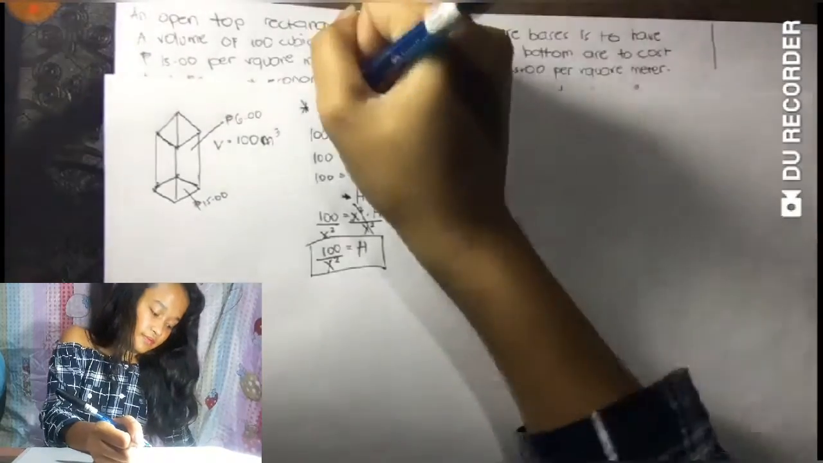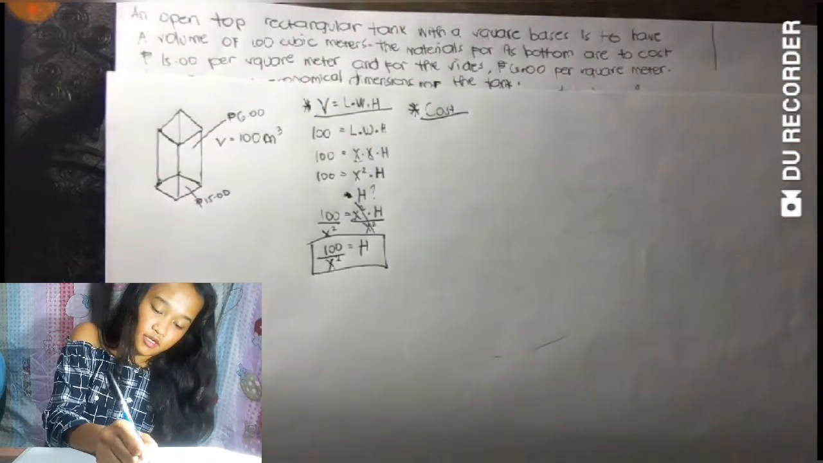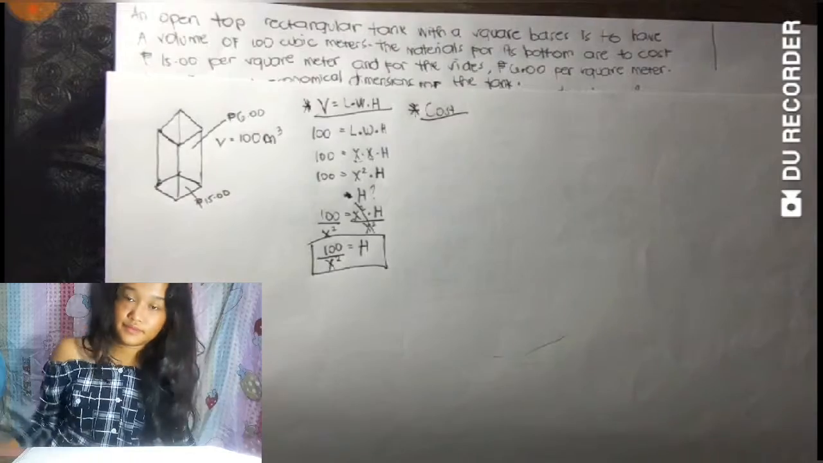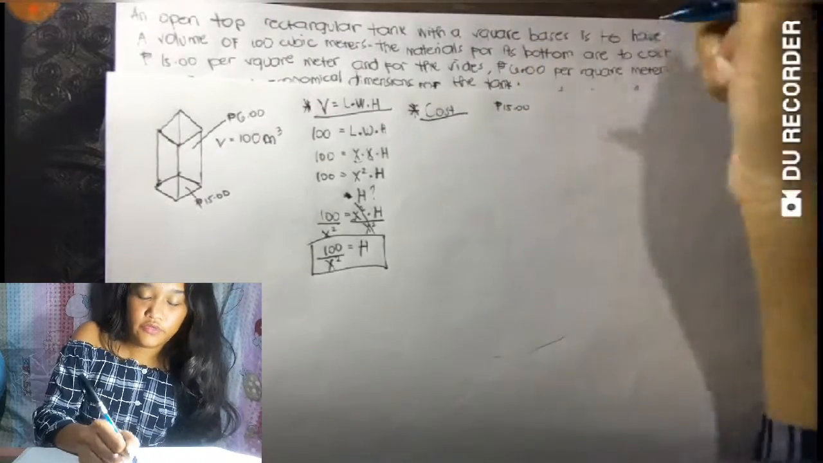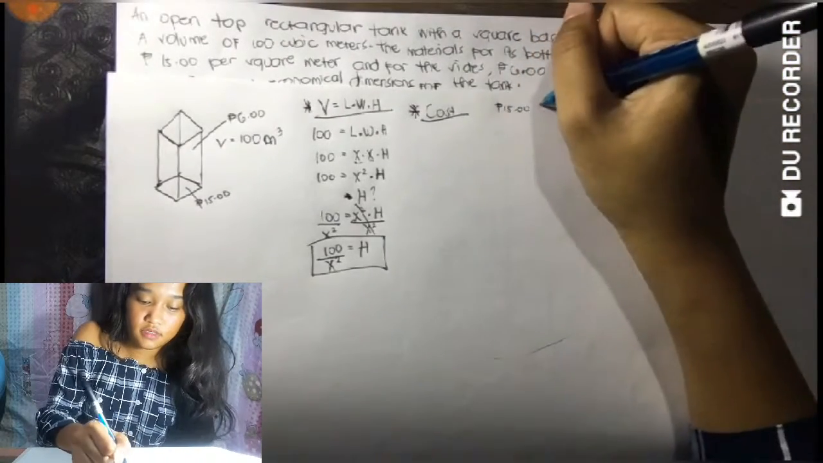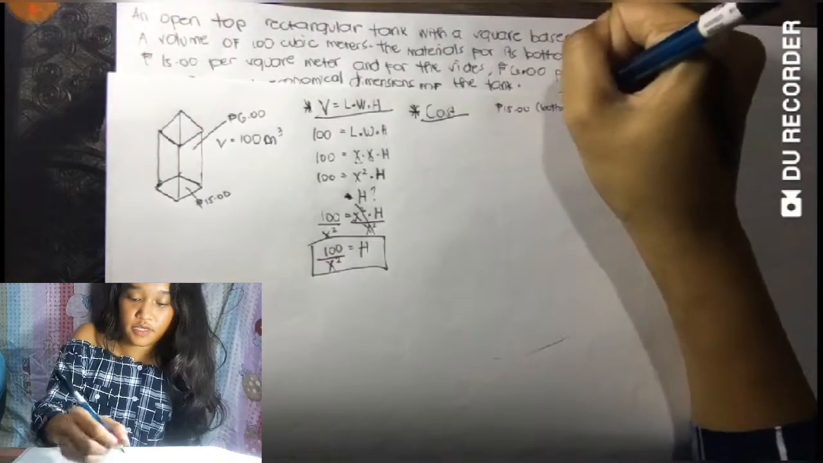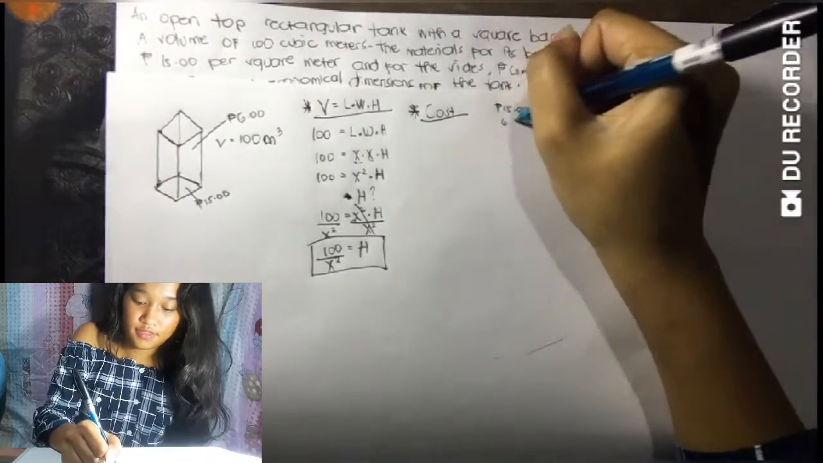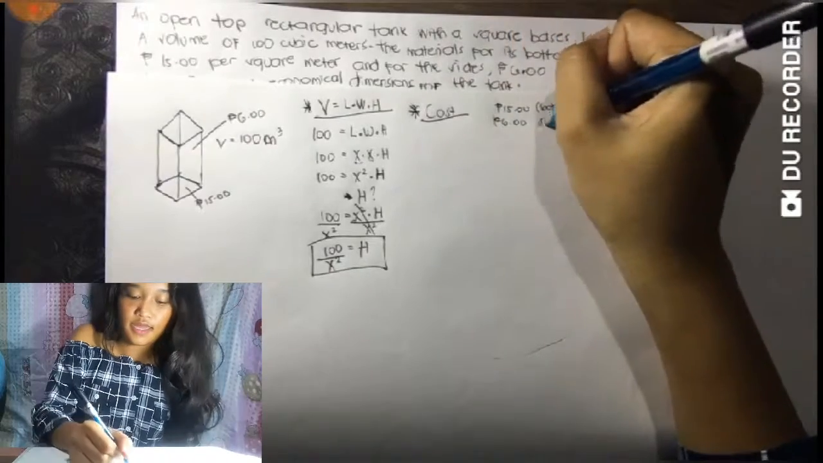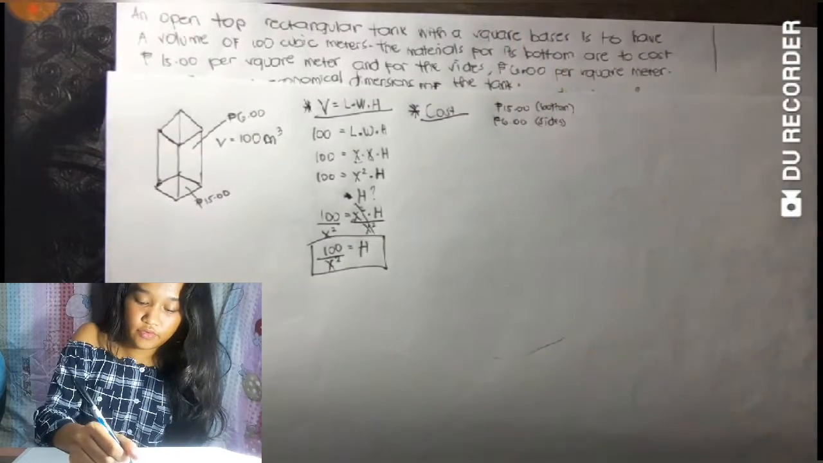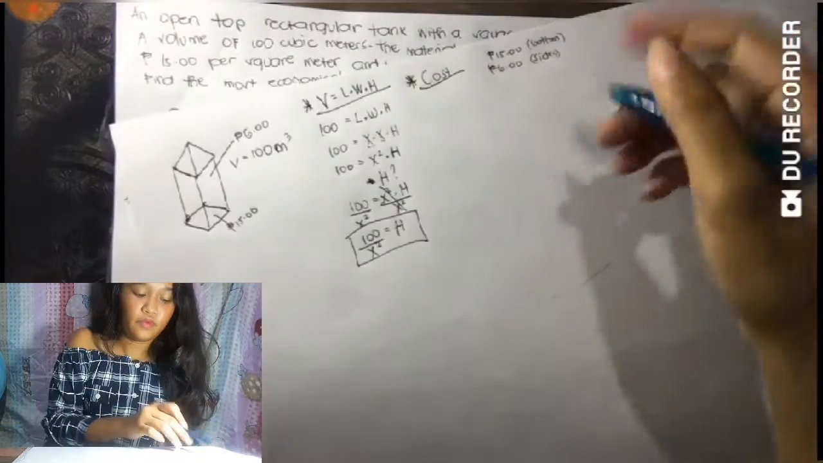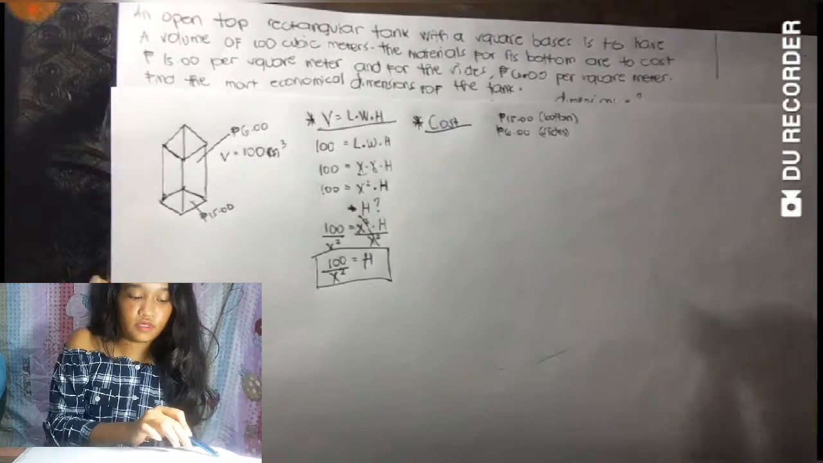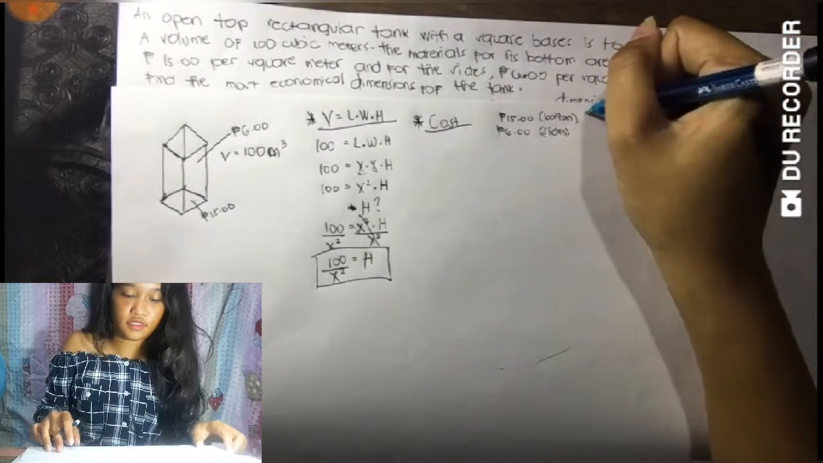And let's proceed to the next step, finding the cost. Okay, let's first write it here. 15 pesos is for the bottom, right? For the bottom part. And 6 pesos is for the sides. The sides. Bottom. We just have this one right here.